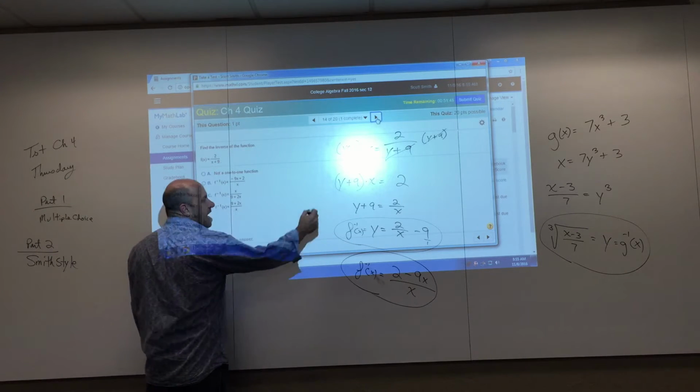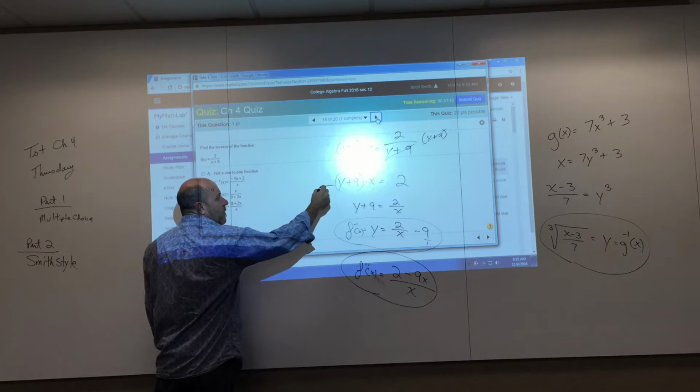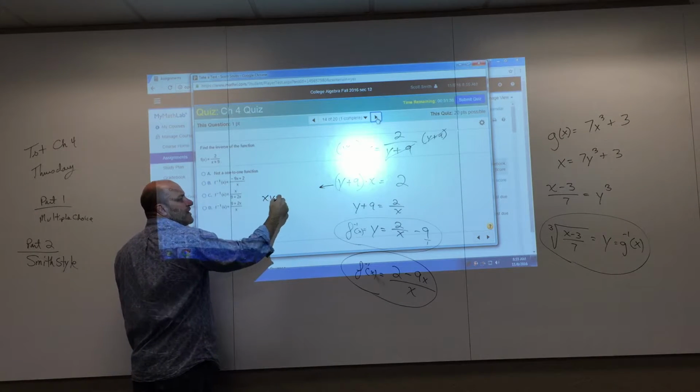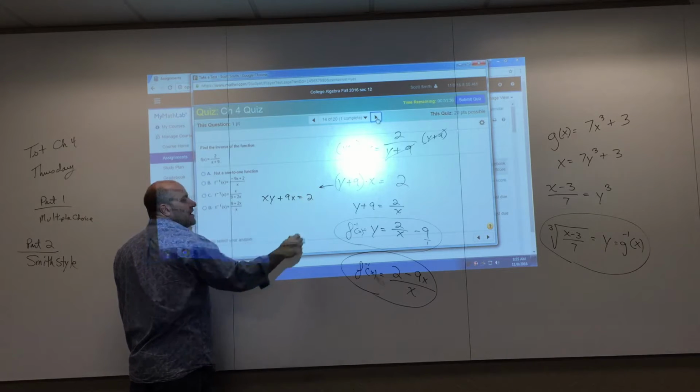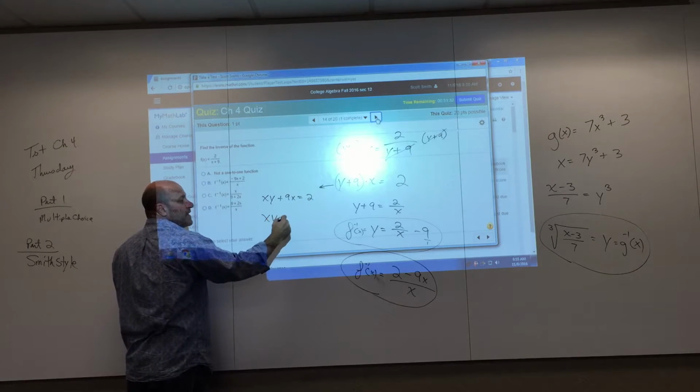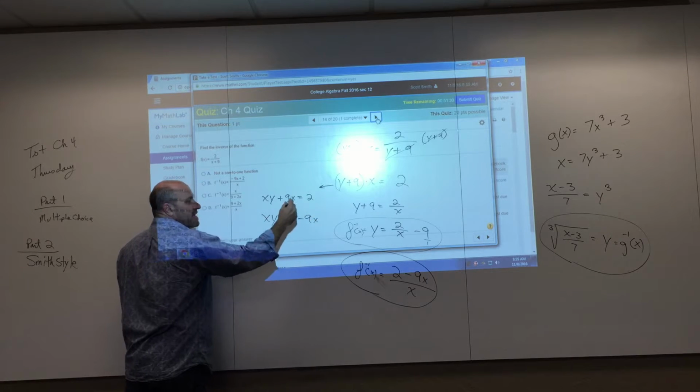Let me show you something. I could have got that if I would have distributed. Watch this. If I distribute right here, I get xy plus 9x equals 2. Trying to solve for y, move the 9x over. 2 minus 9x. You guys with me?